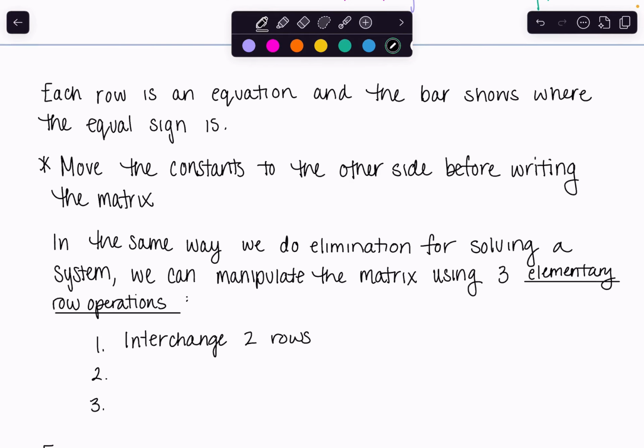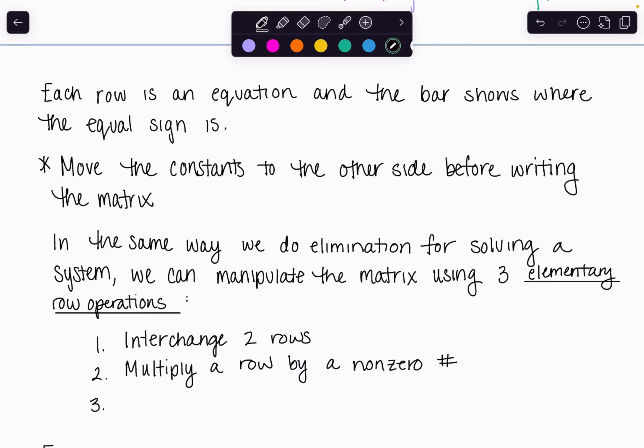Second thing you could do is exactly what we do in elimination. When you want to get them to be the same number but opposite signs, you can always multiply through by a non-zero number. So our second elementary operation is we can multiply a row by a non-zero number. Because if you multiply by 0, well, that just wipes the entire thing.